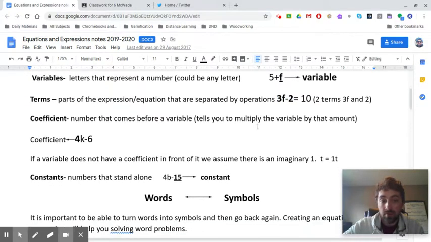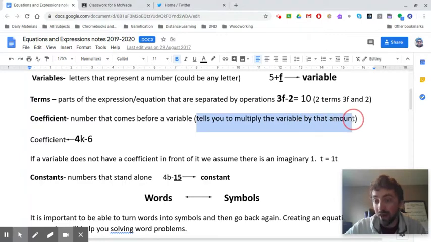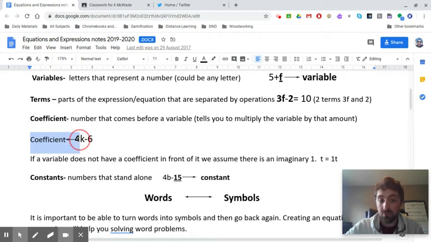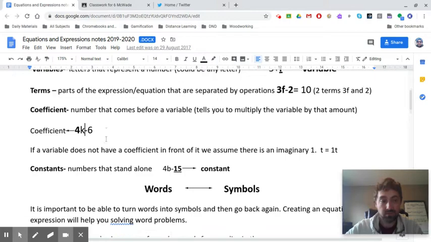Now, another word that may be unfamiliar is this term coefficient. So this is a number that comes before a variable. Now, from now on, we're always going to put these numbers in front of the variable. And it tells you to multiply the variable by that amount. So, for example, the coefficient here is 4. And it's telling us that you have to multiply 4 by the variable, whatever that number is. So 4 times k minus 6.